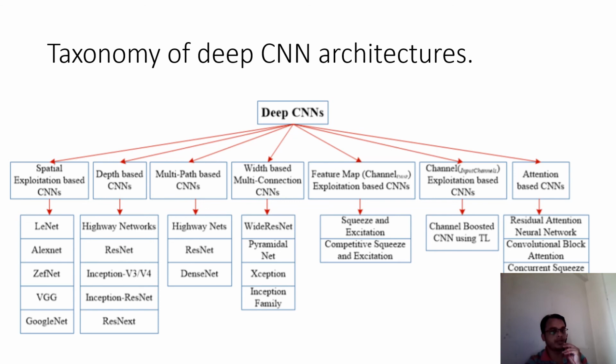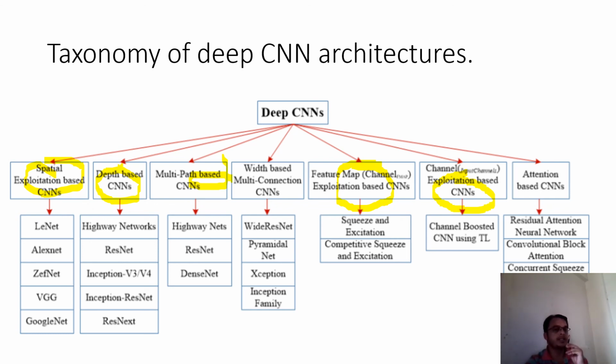These are different architectures: spatial CNN, CNN-based higher-end networks, multipath networks, feature map extraction, then ANN-based networks, and so on. So these are the networks. Just go through the architectures very carefully.